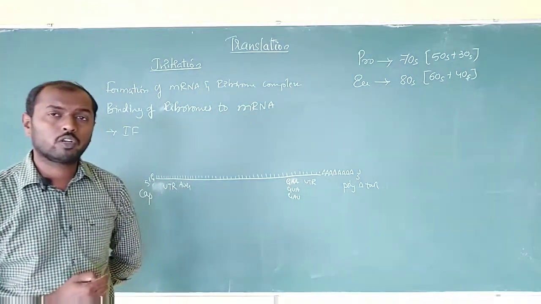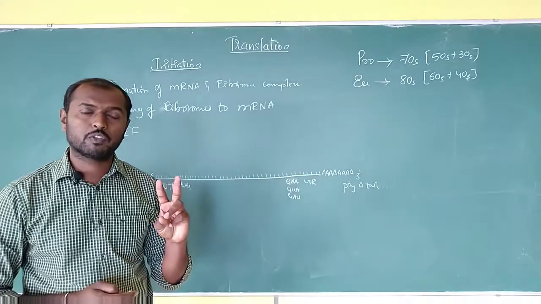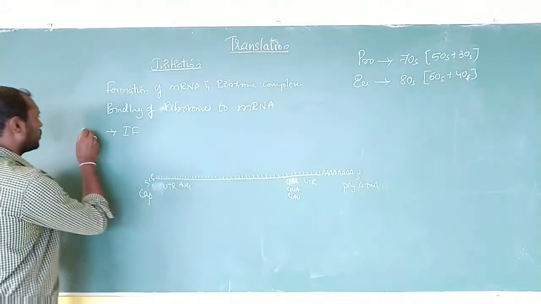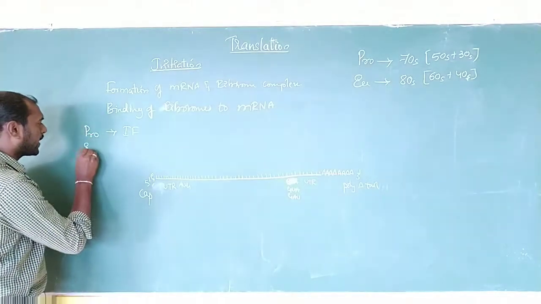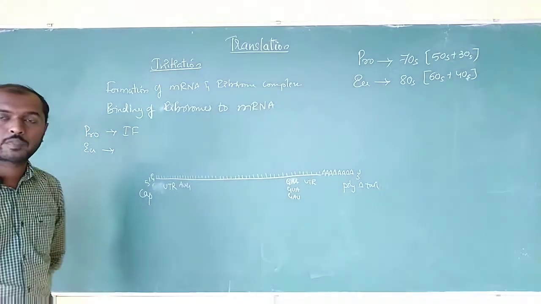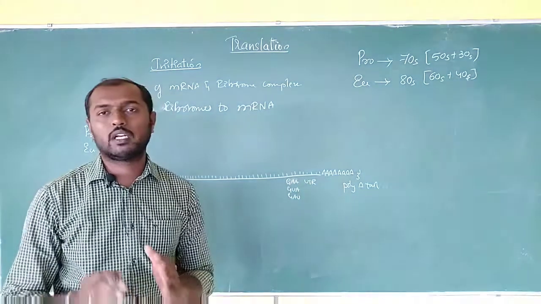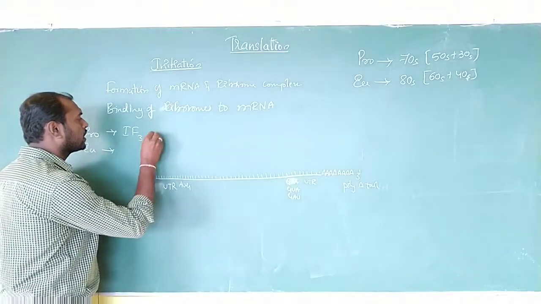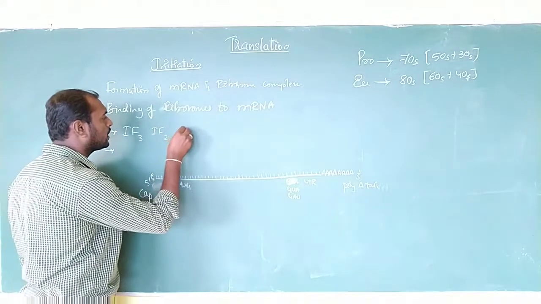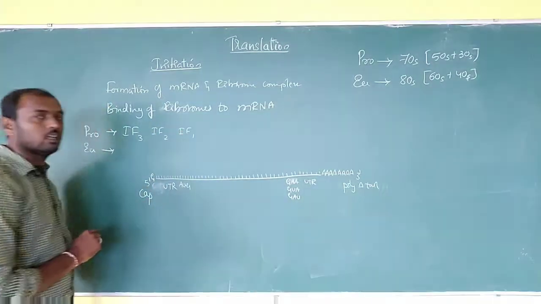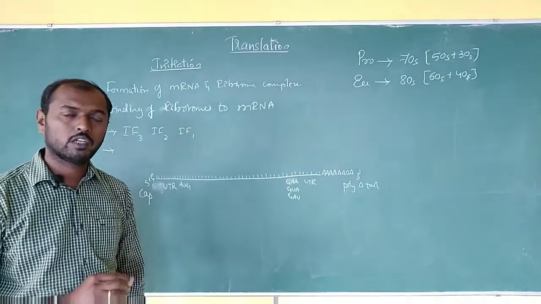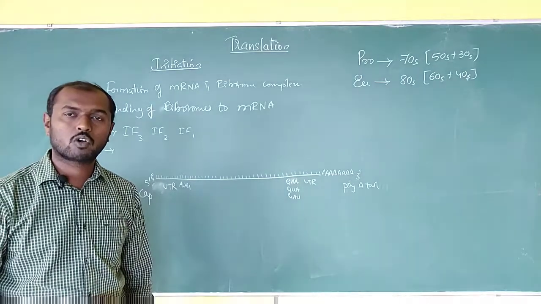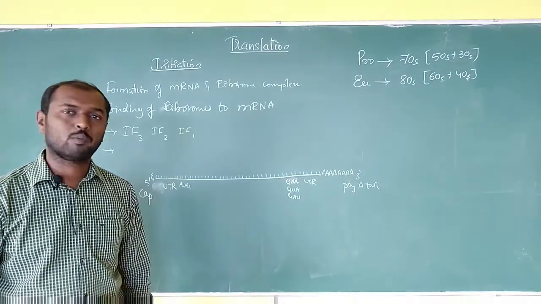We get two different kinds of initiation factors with respect to the two different kinds of cells: one in the case of prokaryotes and the second in the case of eukaryotes. In prokaryotes we get three different initiation factors: initiation factor 3, initiation factor 2 and initiation factor 1. These three are involved in the formation of the mRNA and ribosome complex.